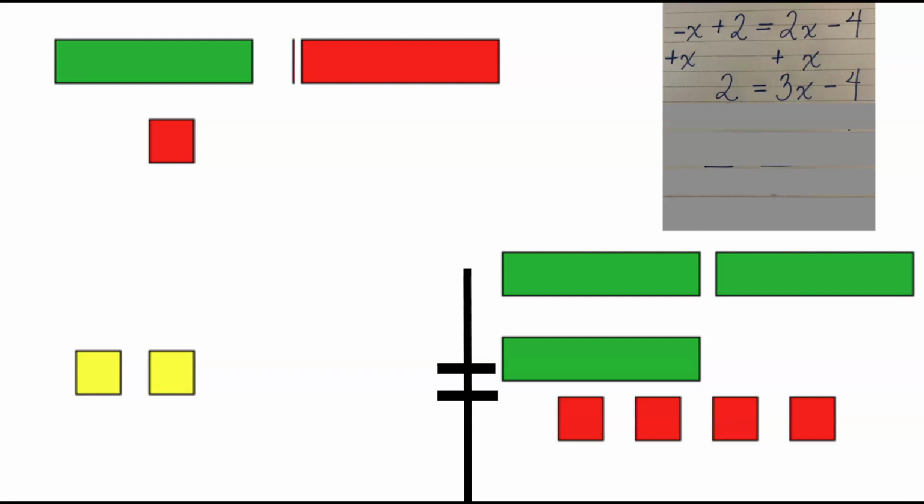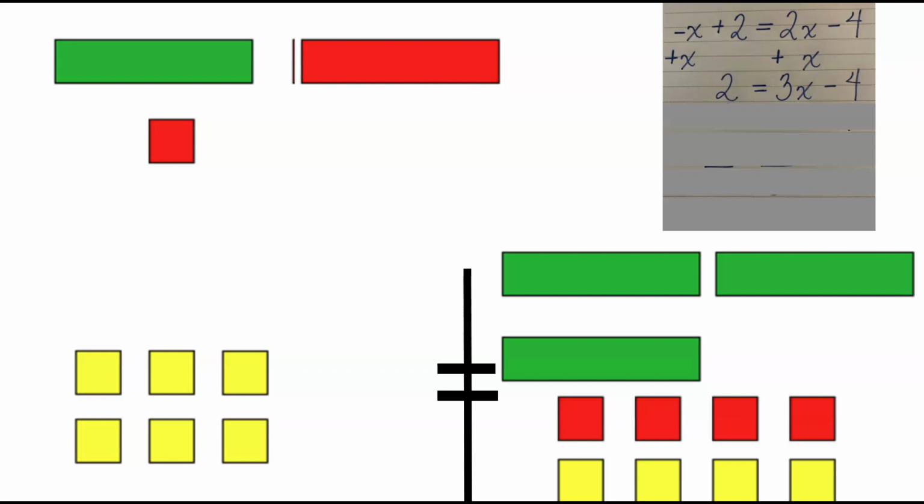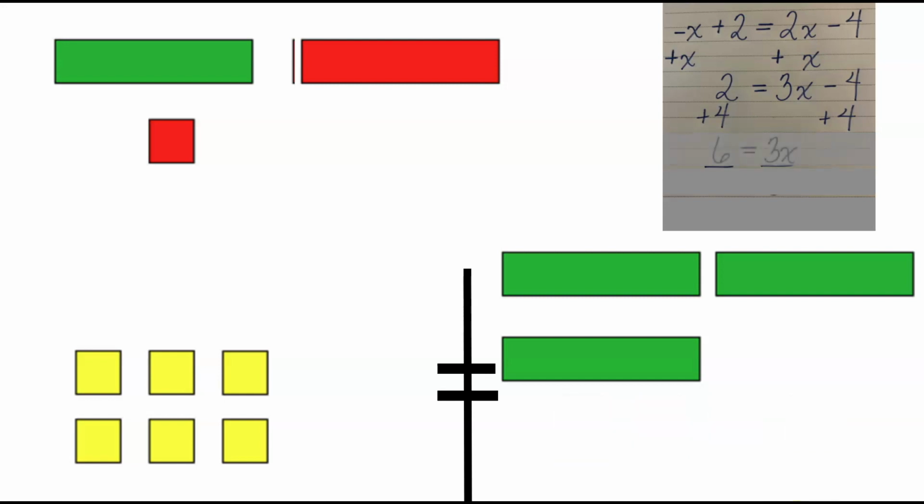Now I can remove that negative 4 from the right-hand side, and I'm going to do that by adding 4 to both sides of the equation. When I add 4 to both sides of the equation, I now have 4 zero pairs on the right-hand side, and those 4 zero pairs can be removed from my board. And I'm left with 6 equals 3x.